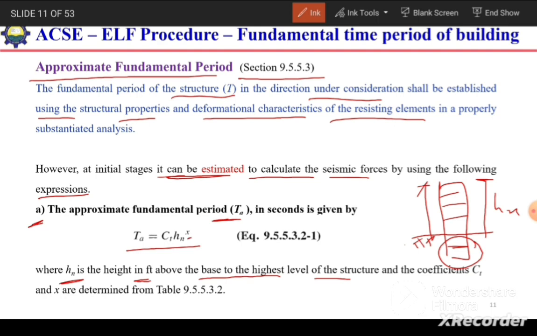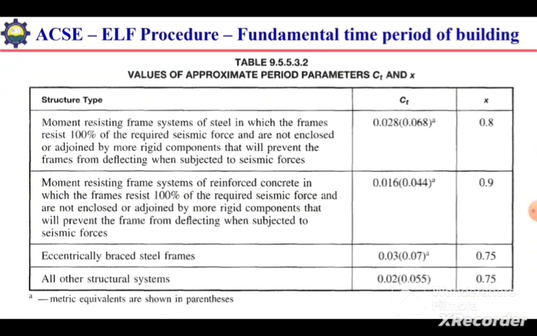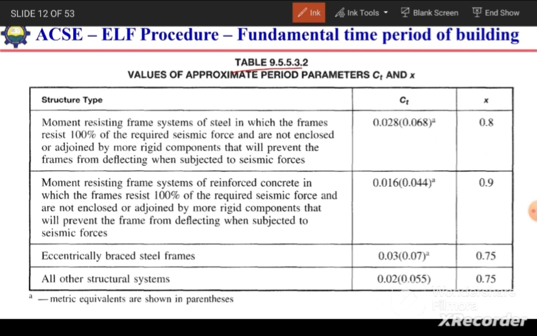And Ct and x, these are the coefficients which can be determined from the table given in ASCE code 9.5.5.3.2. So from this table we can select the Ct and x coefficients, and these are based on the type of structure. So for moment resisting frames of steel in which the frame resists 100% of the required seismic forces, in that case we can consider this Ct is equal to 0.028 and x is equal to 0.8 if we are using FPS system. And if we are using SI system, in that case the factor which is in the parenthesis will be considered.